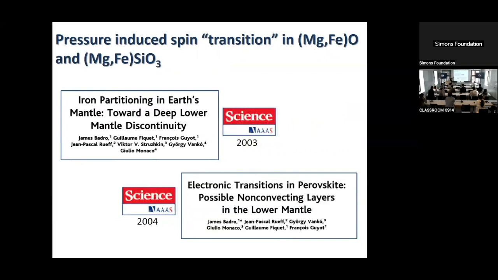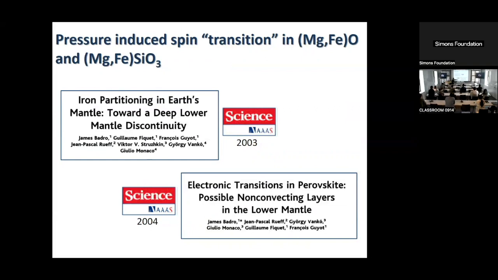It was in 2003 and 2004 that the spin state change in ferropericlase and bridgemanite, the perovskite phase, was discovered. So you can see the type of claims made in these papers: a lower mantle discontinuity, which has not been confirmed by data, and possible non-convective layers in the deep mantle because of the possible change in optical properties across the spin transition.